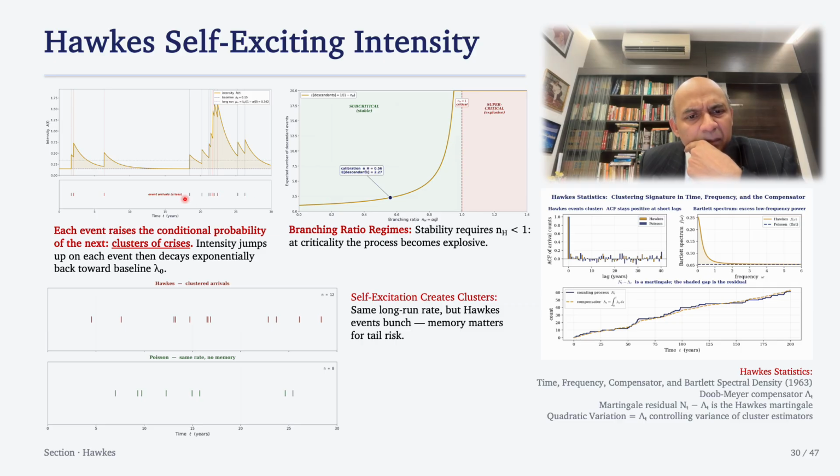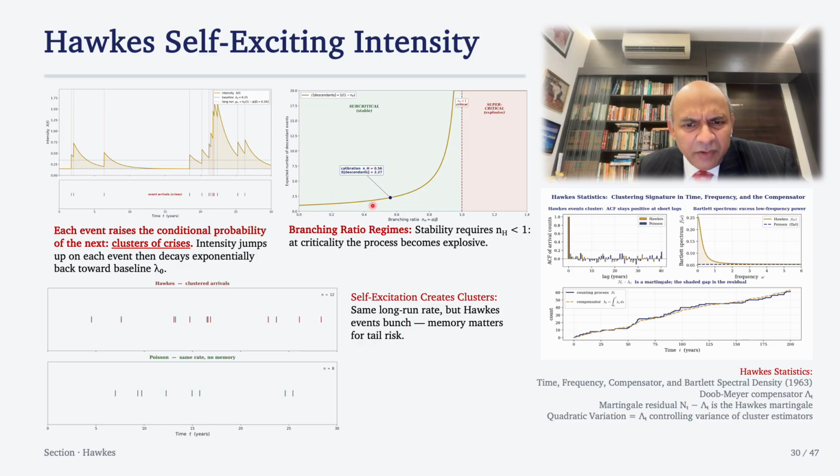The Hawkes intensity equals a baseline lambda 0, as we discussed, plus the integral that sums the exponentially decaying influence of every past event. So each event raises the conditional probability of the next event. You can see the clustering of events or crises. In this chart, you see Hawkes above and Poisson below. Here there is no memory, same rate. Here you have clustering of events. So self-excitation creates these clusters.